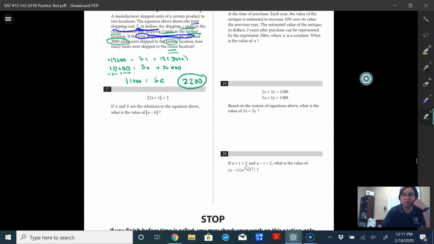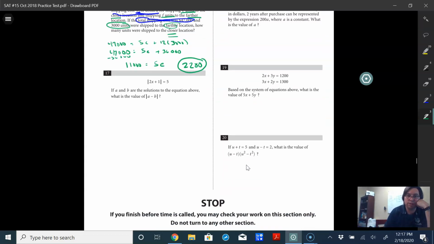All right, let's look at number 17. This is an absolute value question. It's asking, if A and B are the solutions to the equation above, what is the value of A minus B? So we need to set up two equations. So we can set up 2x plus 1 equals 5. And then set up the other one as 2x plus 1 equals negative 5.